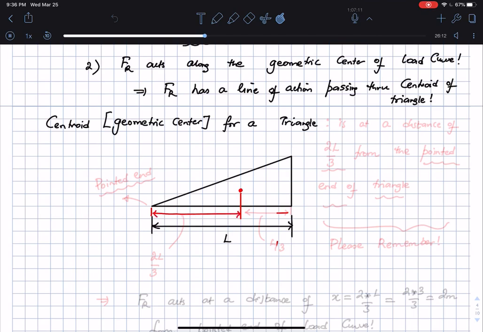Okay, so this is 2L/3, or a distance of L/3 from the other side. This is a distance of L/3. So the centroid, the geometric center of a triangle, is at a distance of 2 times L/3 from the pointed end of the triangle. This is the pointed end of the triangle.